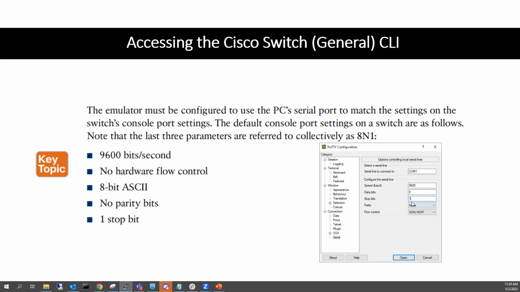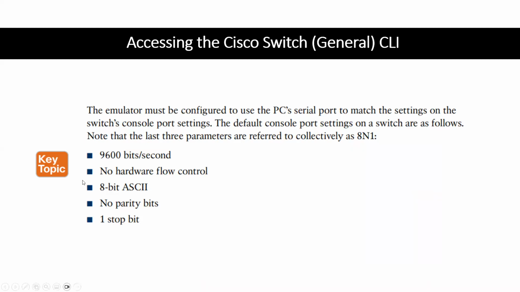The one stop bit, of course, that's it. No parity bits, it's already done by default. And I don't want you guys to get confused, but what this means is the no hardware flow control is off, completely off. So this is what it looks like. If you want to take a screenshot, go ahead. But that's what it looks like within Putty.